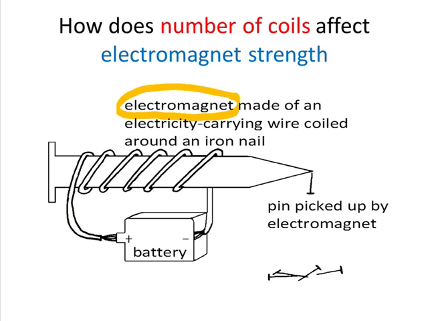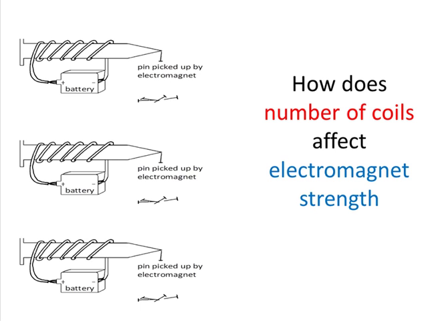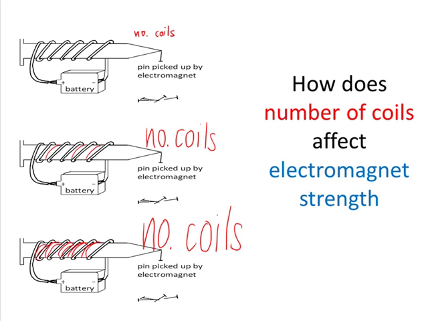And we can detect that fact by, for example, this electromagnet picking up some pins. And the stronger the electromagnet, the more pins it will be able to pick up. So we have a few of these electromagnets, and they differ in number of coils. So maybe we have one which only has 50 coils, another which has 100 coils, and another which has 500 coils. Obviously here in my picture I've shown very few coils, but that was just to simplify the picture.